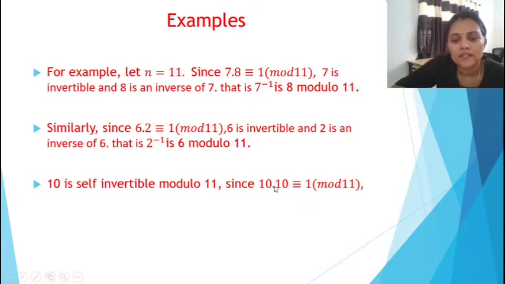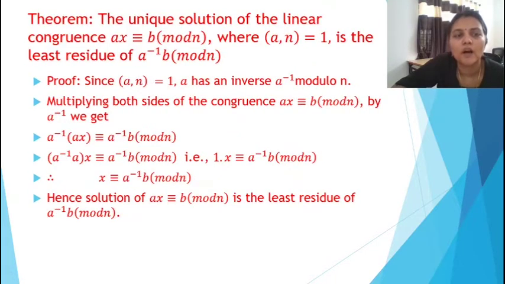Why? 10 into 10 is equal to 100. 100 minus 1 equals 99, which is a multiple of 11. So 10 × 10 is congruent to 1 mod 11. Therefore 10 is self-invertible. Now we have a theorem.